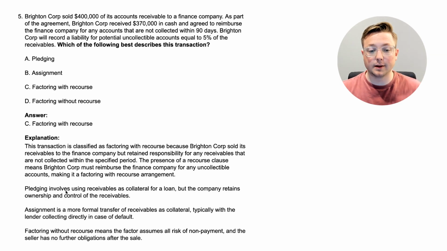Now let's talk a little bit about the other ones. Again, pledging involves using receivables as collateral for a loan. Same with assignment. Assignment's a little bit more formal, a little bit more specific, but they're very similar. They're both just having the accounts receivable as collateral for a loan until it's defaulted. And then factoring without recourse, again, that would mean that the factor assumes all the risk of non-payment. The ones who are buying the accounts receivable are assuming the risk. So the seller has no further obligation after they sell the receivables when you're doing without recourse.